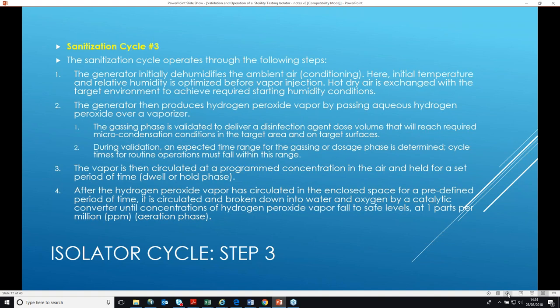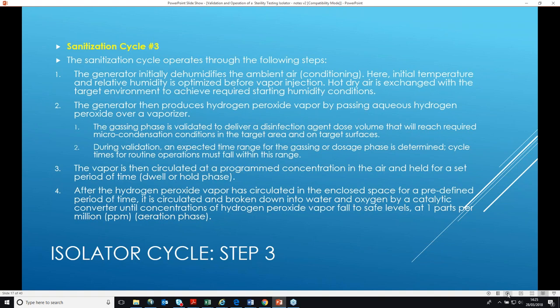Here, the initial temperature and relative humidity is optimized before vapor injection. Hot, dry air is exchanged within the target environment to achieve the required starting humidity conditions. The generator then produces hydrogen peroxide vapor by passing aqueous hydrogen peroxide over a vaporizer.